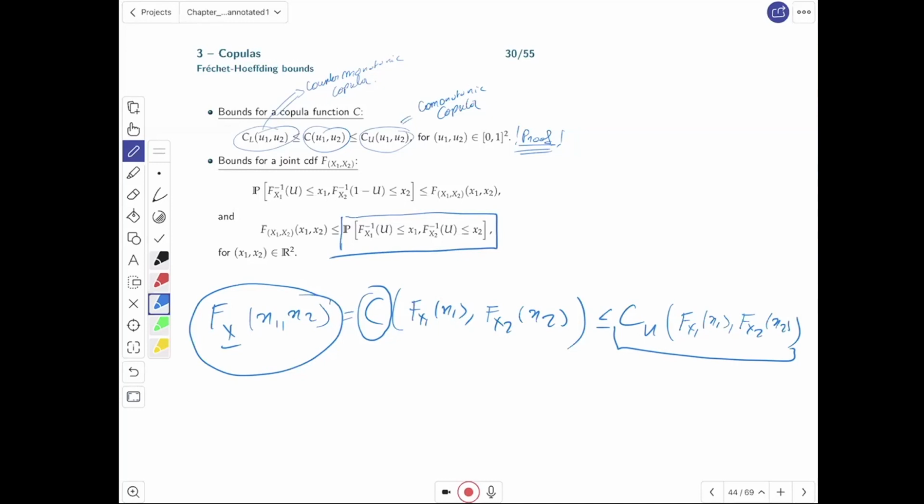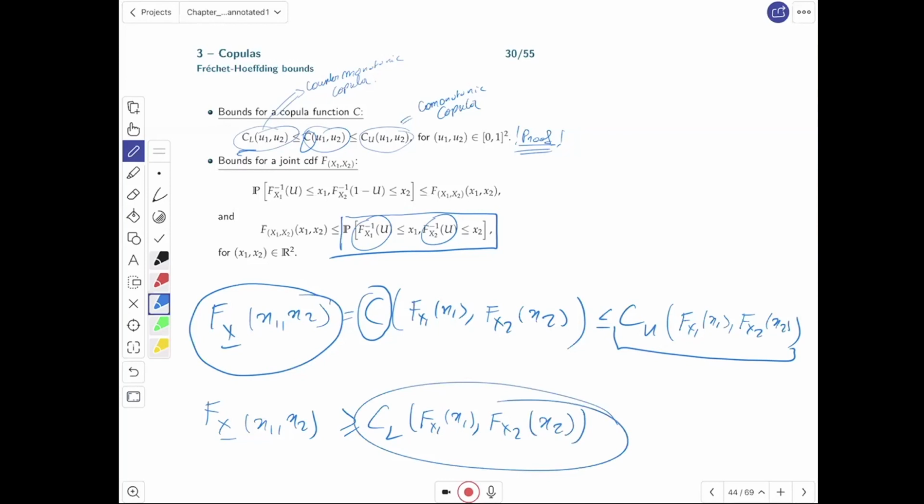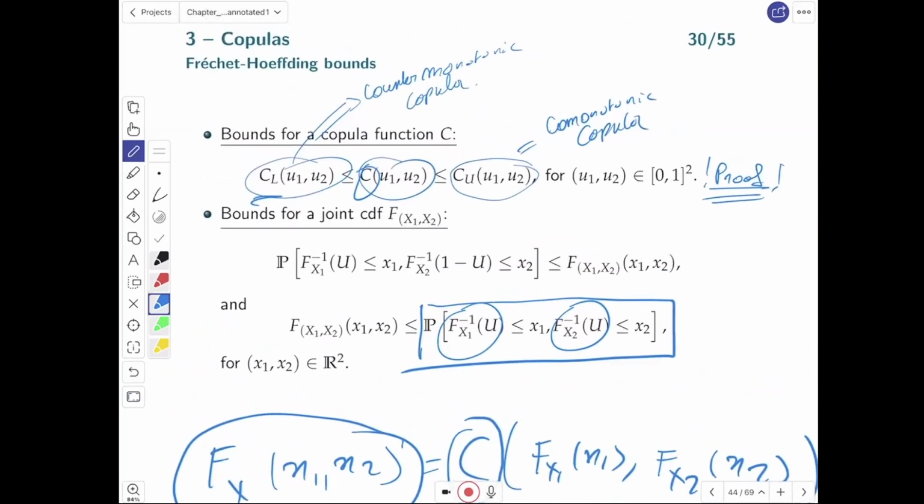It's the probability for the comonotonic random vector (F_X1^-1(U), F_X2^-1(U)). And this thing here, F_X(x1, x2), is always larger. Any copula C is larger than the lower bound C_L. So if I apply C_L on my marginals, then I get my lower bound. And this here was equal to this probability.